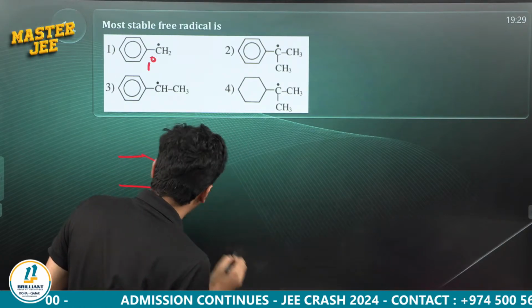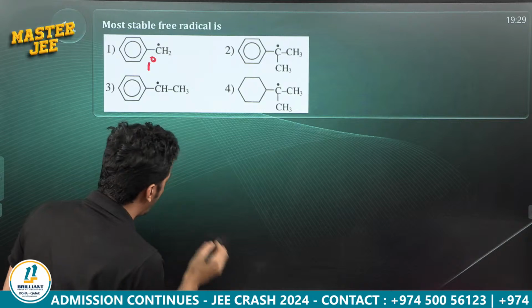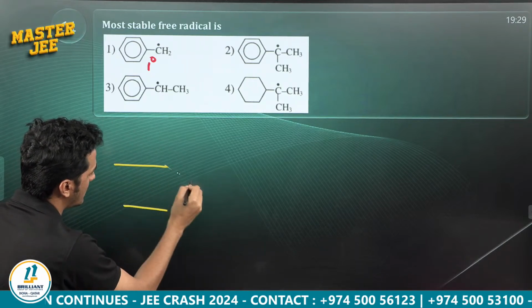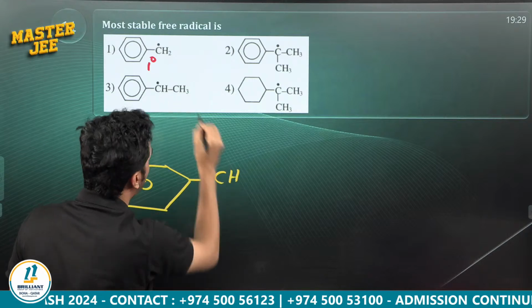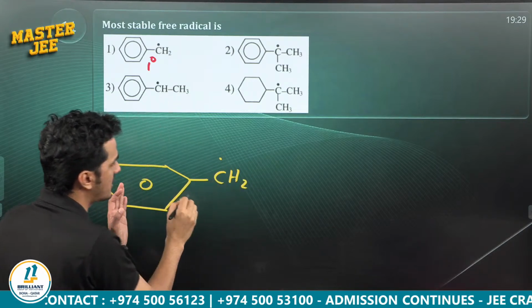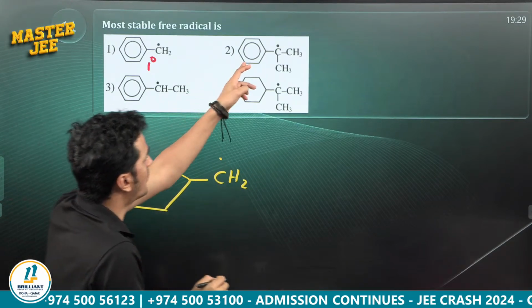Primary benzylic has some kind of resonance. This one is resonance stabilized. This CH2 free radical is resonance stabilized. That is the first one. What about this one?